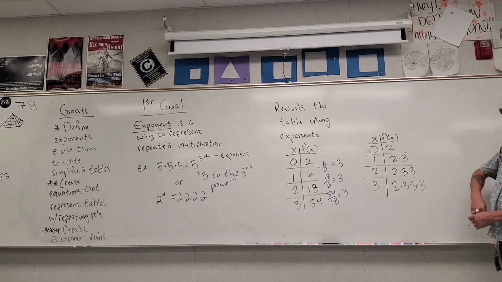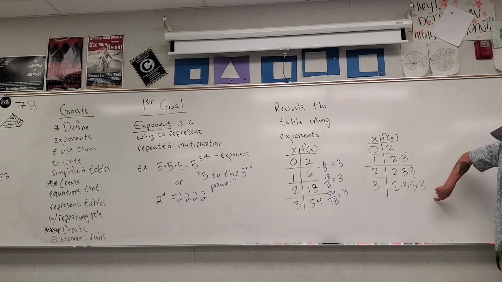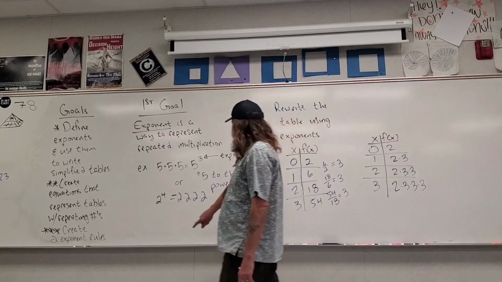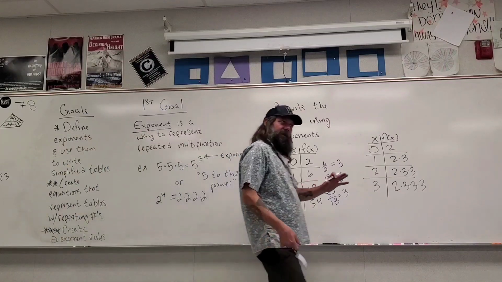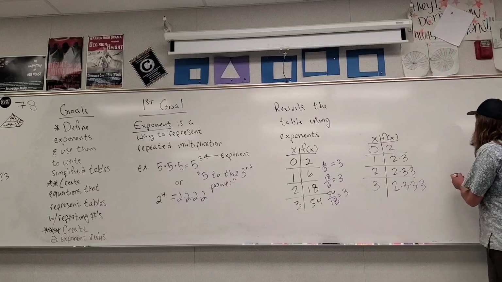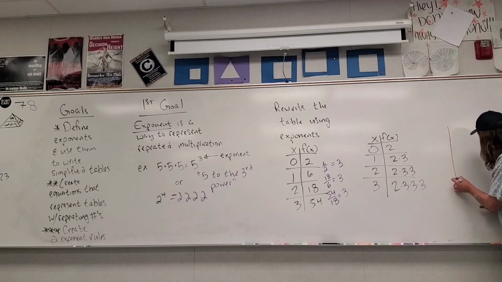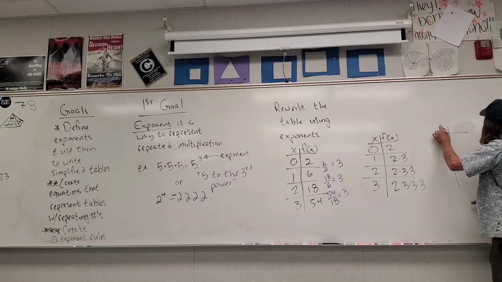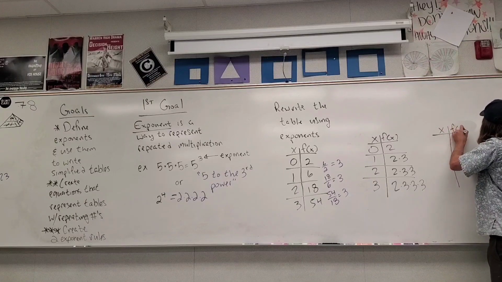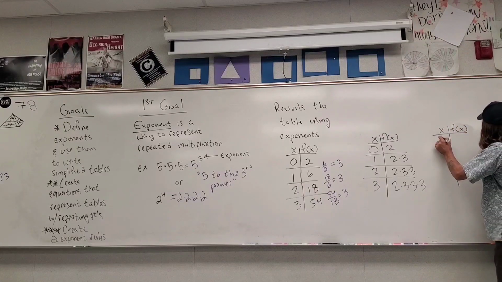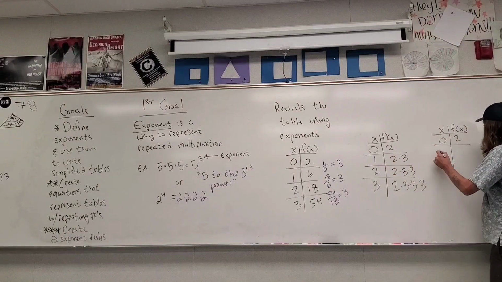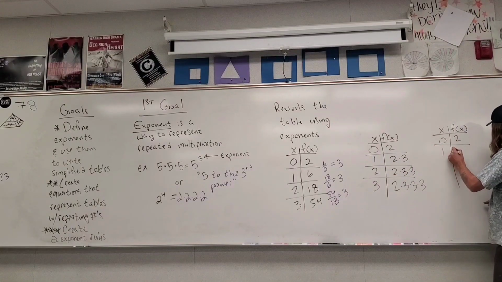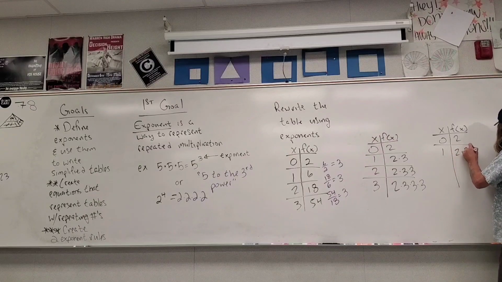So now that I have repeated multiplication, I'm going to rewrite it with an exponent. So let me rewrite this with an exponent here. So I have 0, 2, 1, and I'm multiplying by 3. So I can just say 2 times 3 to the 1st power. That's fine.